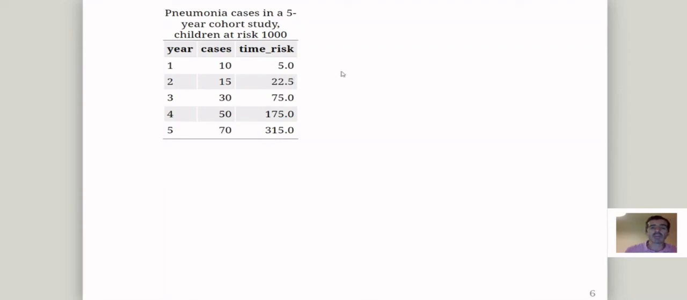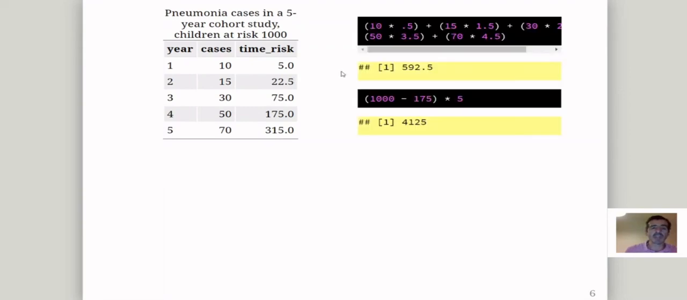So let me show you the computation of this time at risk. So we have here 10 multiplied by 0.5 plus 15 multiplied by 1.5 and so on, and we sum up all of this. And the output is 592.5 times at risk for the contribution of the cases.